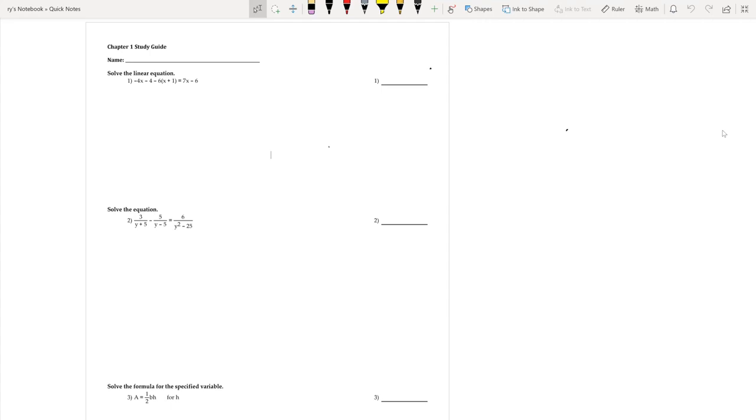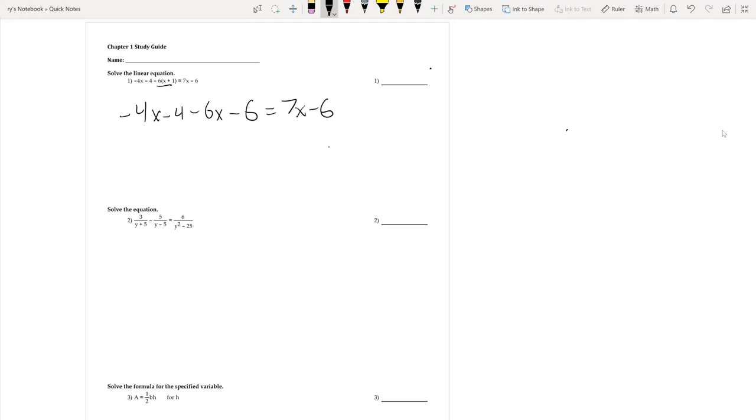So for number one, we have: solve the linear equation negative 4x minus 4 minus 6 times (x plus 1) equals 7x minus 6. The first thing I'm going to do is distribute the negative 6. Negative 4x minus 4 minus 6x minus 6 is equal to 7x minus 6.